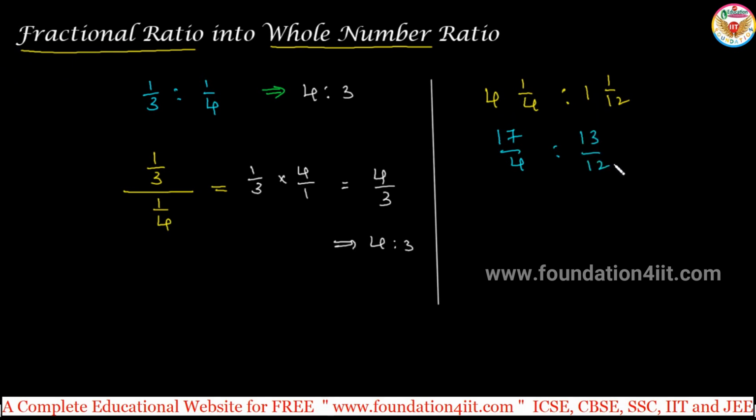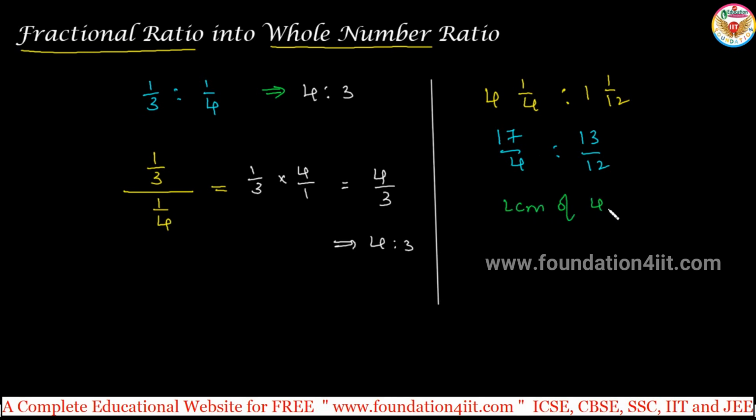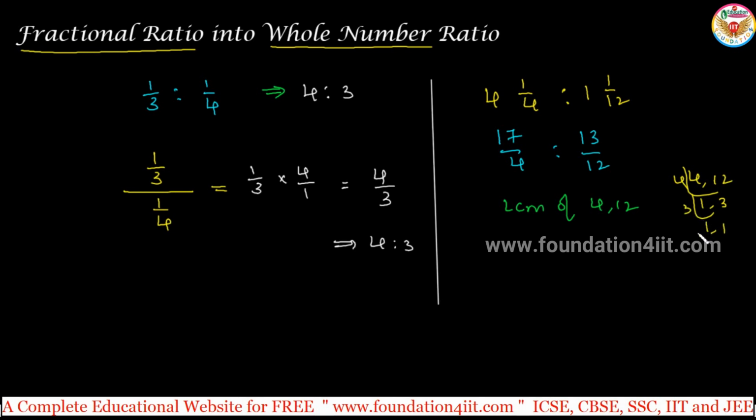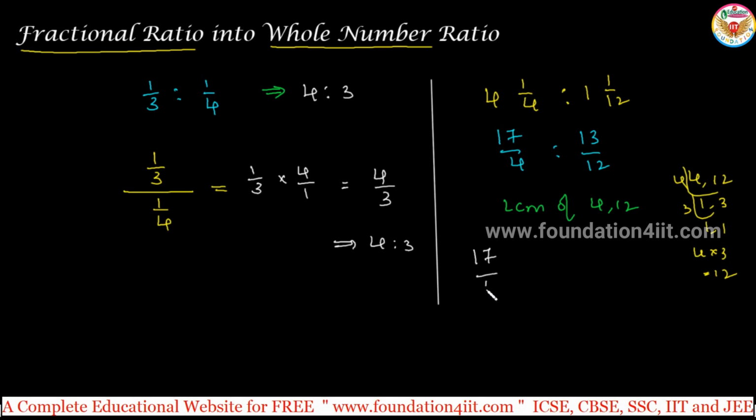So 13 by 12. And in this case, take the denominators and find the LCM. So LCM of 4 comma 12, least common multiple of 4 comma 12. That method you can use, right? So 4 table, 4 ones are 4, 3 table, so 4 into 3, that is 12. LCM is 12 now. Every fraction you can multiply with 12. That is 17 by 4 is to 13 by 12 you got, no? So LCM is 12, right?